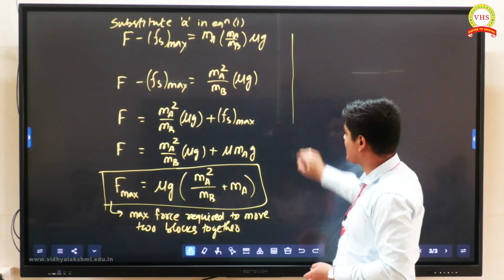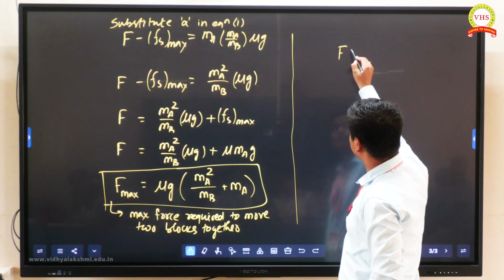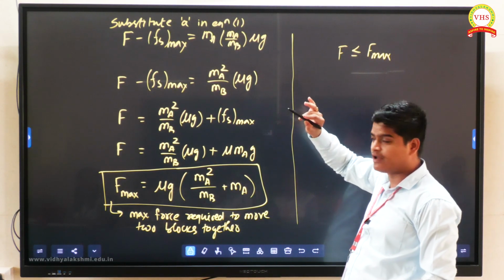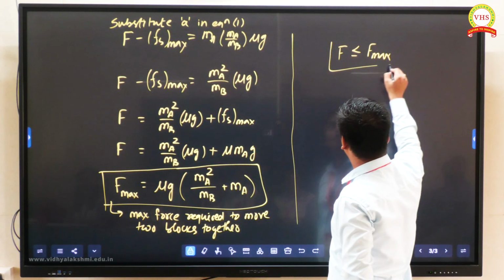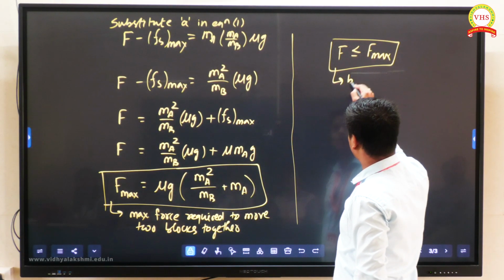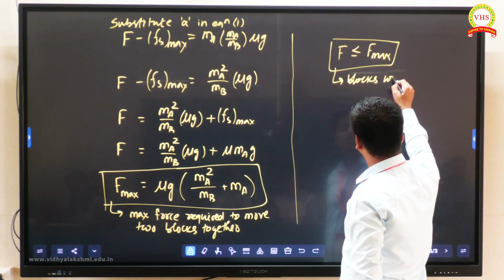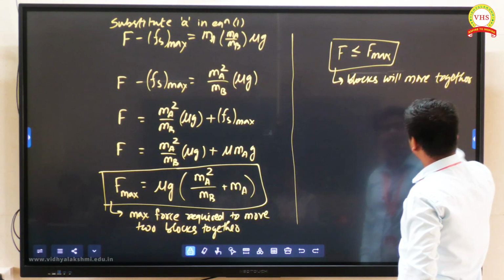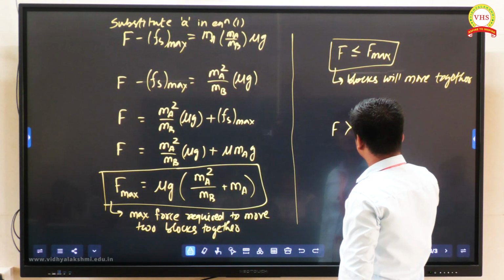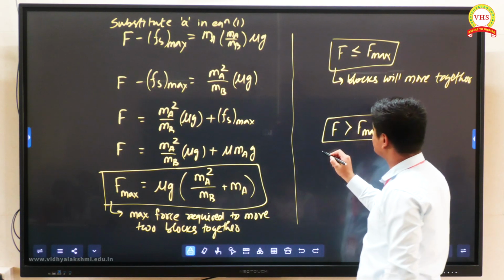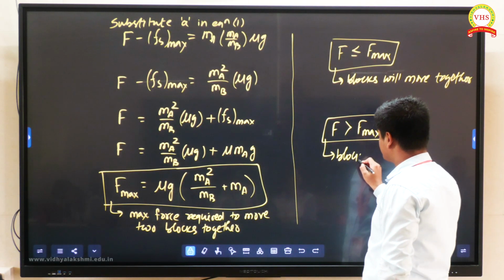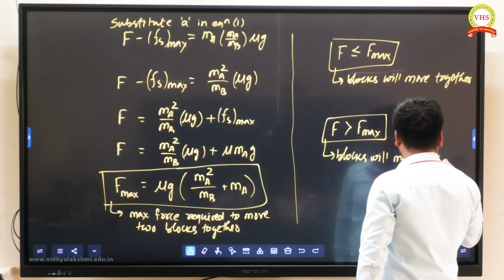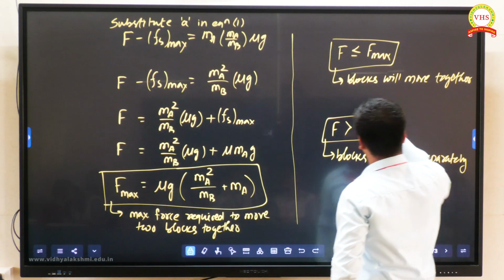Clear? But listen carefully. If I apply a force less than this, that is, if the applied force is less than or equal to F max, then what will happen? Both the blocks will move together. And if F is greater than F max, then what will happen? Blocks will move separately. Yes or no? So this is your case 1, case 2.